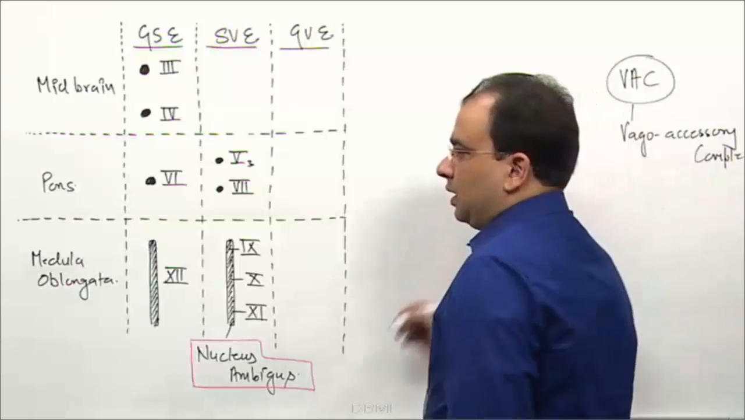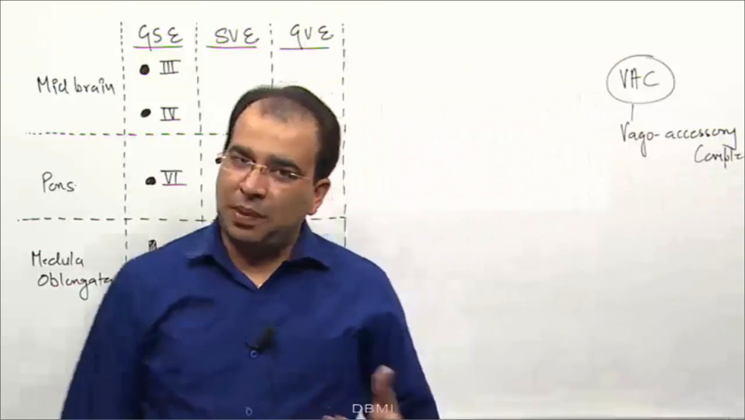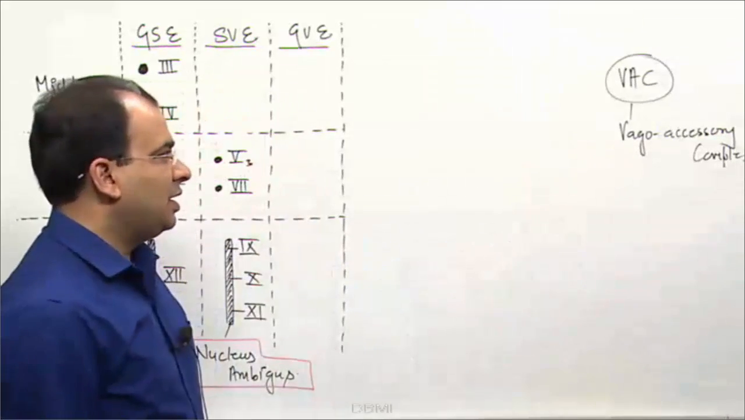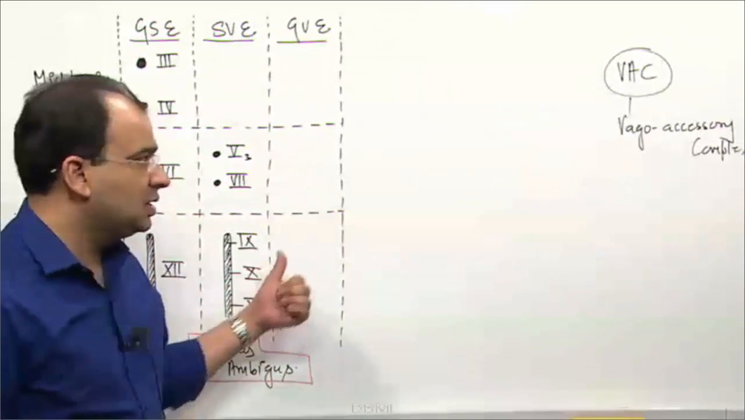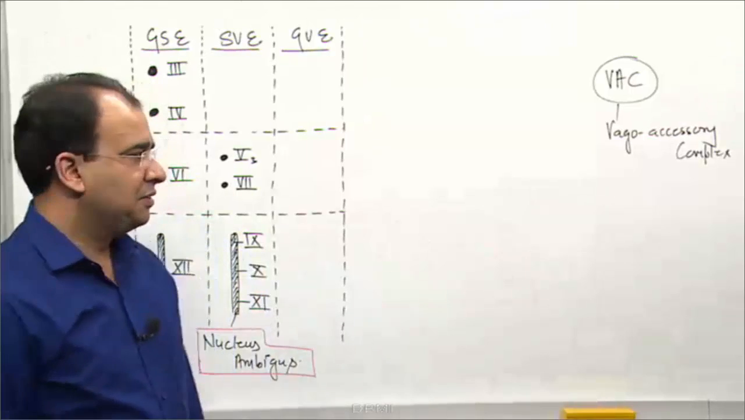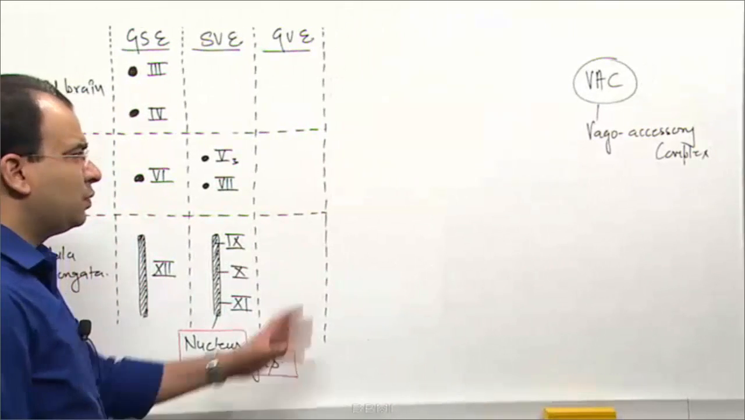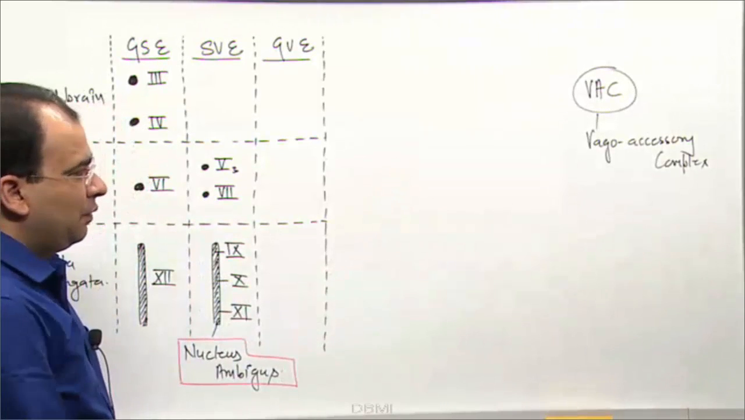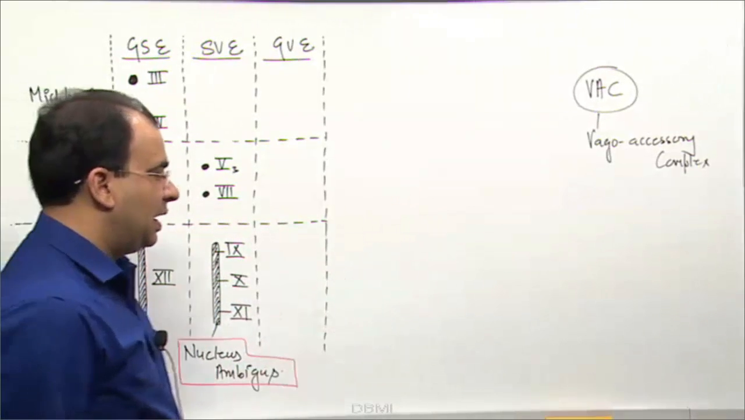Either you say that the vago-accessory complex is supplying the muscles of palate and pharynx, or you better say the cranial accessory nerve via vagus is supplying the muscles of palate and pharynx. So that's one little piece of information there, which we will again talk about when we discuss the muscles of the palate and pharynx.